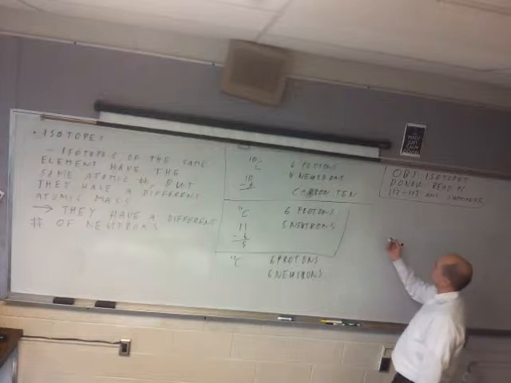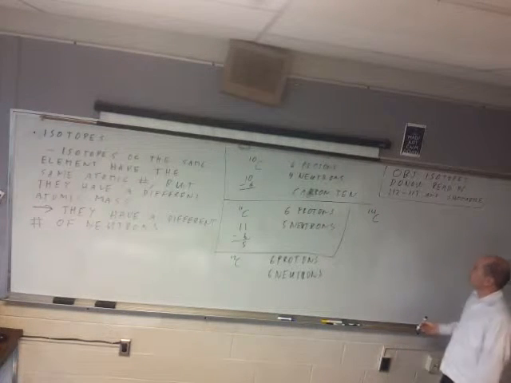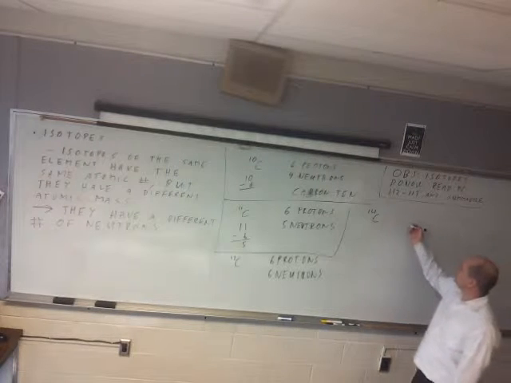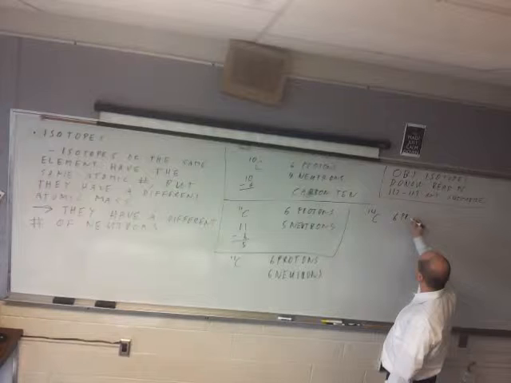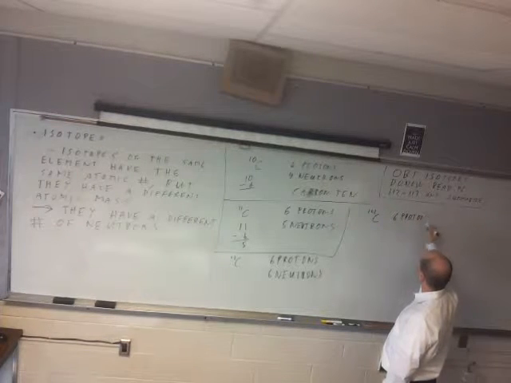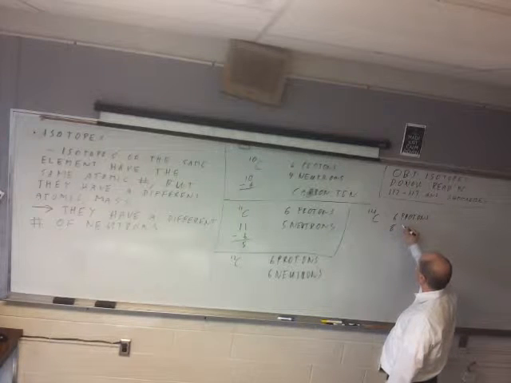A very common isotope of carbon is carbon 14. This one we use for radioactive dating. And so this has how many protons? 6, because it's carbon. Carbon always has 6 protons. How many neutrons? 8. 14 minus 6 is 8.